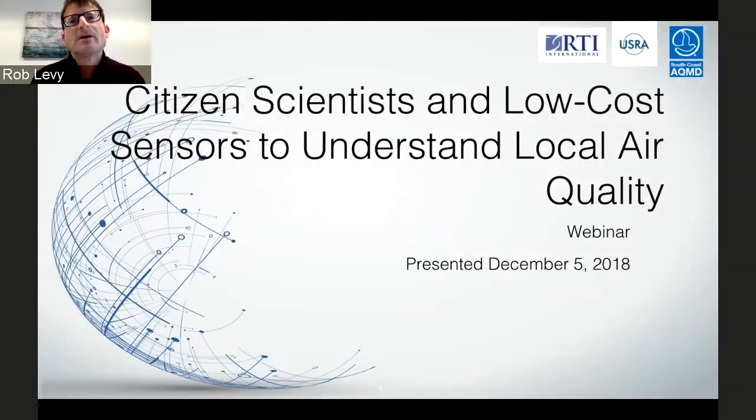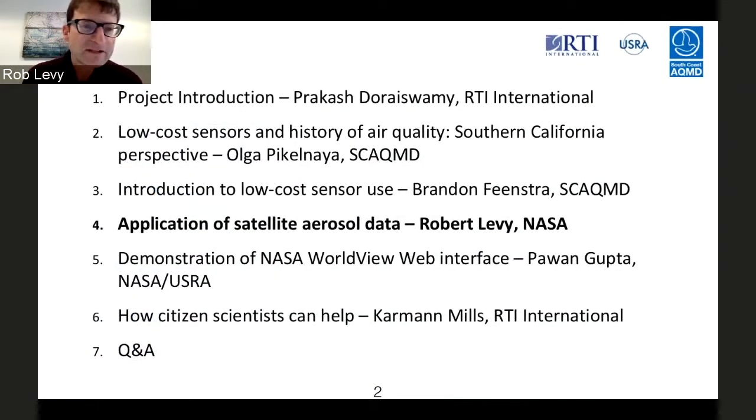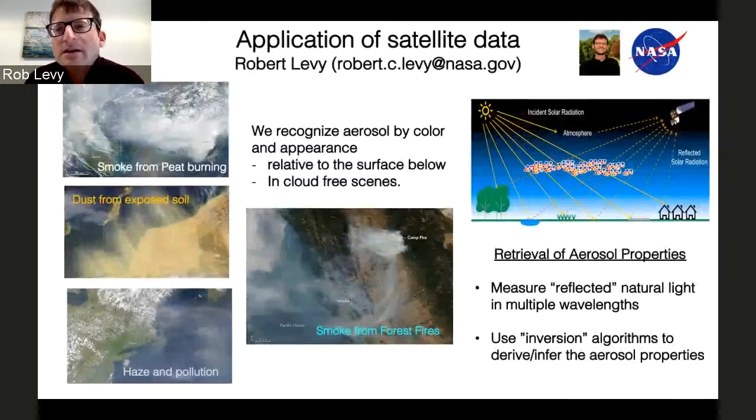Slides. I am Robert Levy, and I'm talking about application of satellite aerosol data. So I'm Rob Levy, at NASA Goddard in Greenbelt, Maryland. I am an atmospheric research scientist, and I study aerosols, which is the name we give in the atmospheric science community to the particles anywhere in the atmosphere.